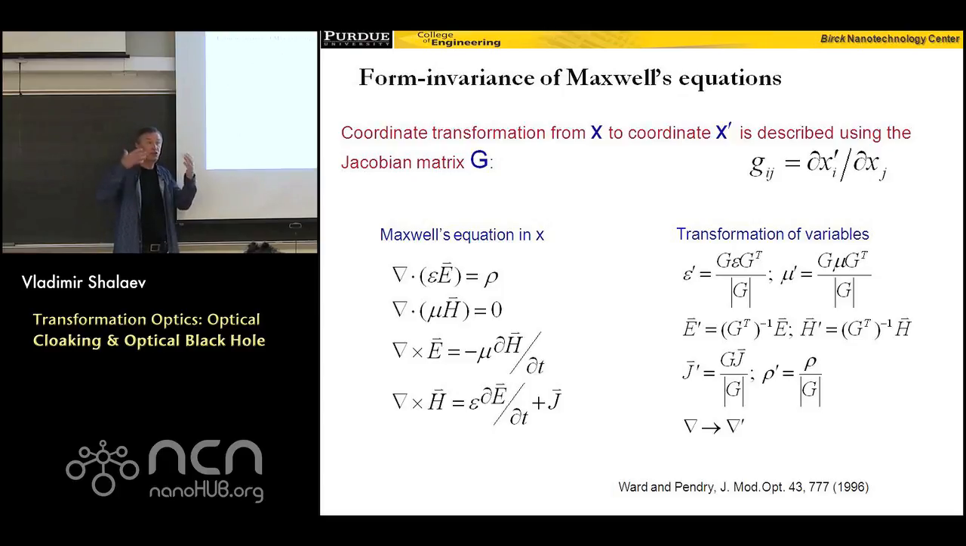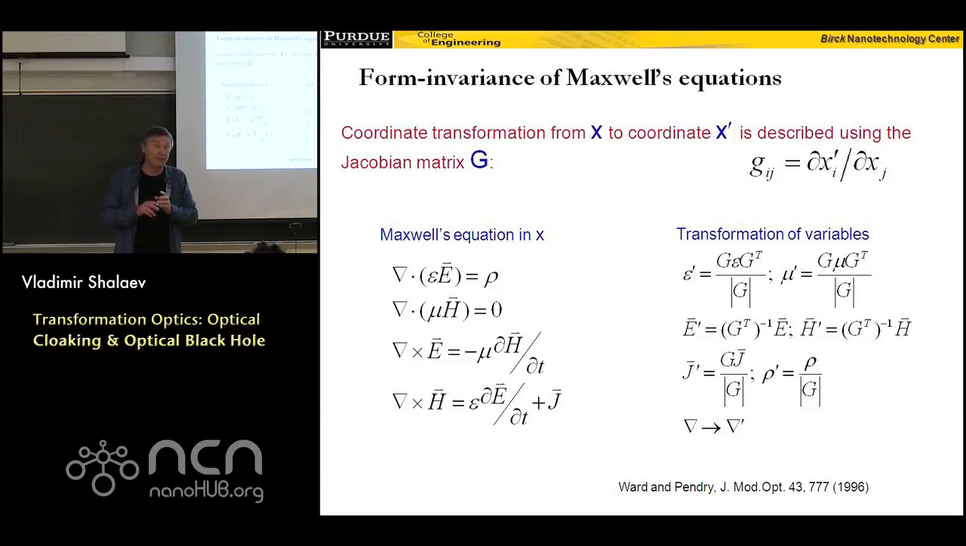So the idea that you could design and engineer space is not limited by this mirage phenomenon when you're talking about refractive index, and you could explain it pretty much in the terms of geometrical optics. No, it goes beyond that. It's just a general property of Maxwell's equations being invariant with respect to certain transformations.